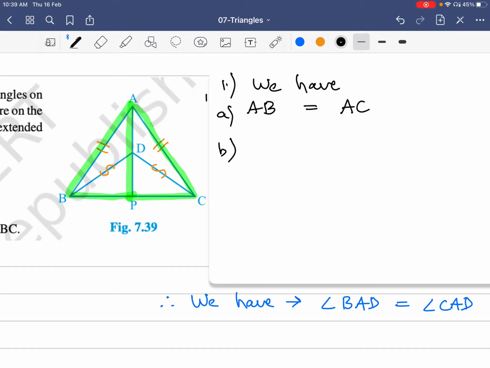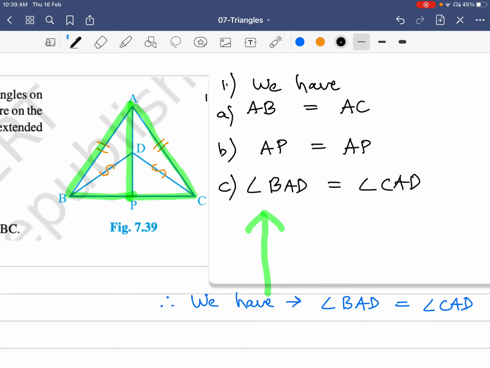Second thing, we have AP as equal to AP. Why? Because it is the common side, the same side. And the third thing we have is that angle BAD is equal to angle CAD. Thus we have a side, angle, and side, the SAS test. By using the SAS test of congruency, we can say this big triangle ABP is equal to ACP.